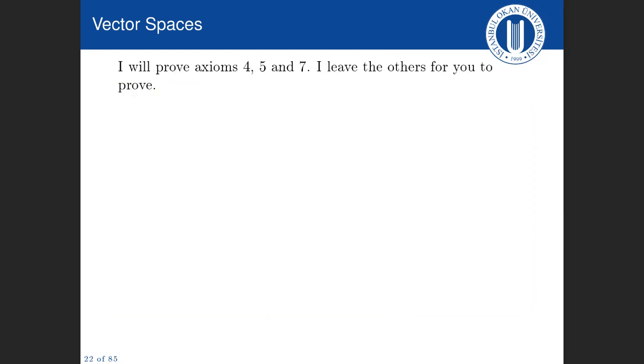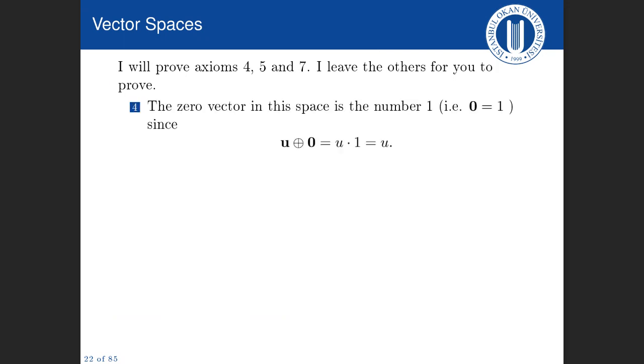I'm going to prove axioms 4, 5, and 7. I'm going to leave the other ones for you to prove. Axiom 4, existence of a zero vector. The zero vector in this space is the number 1. In other words, the zero vector is equal to the number 1.